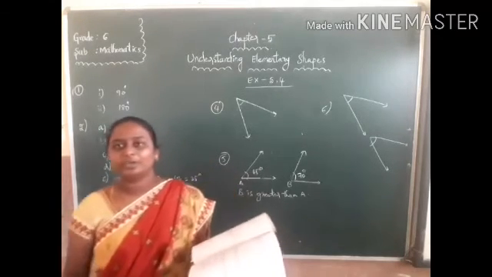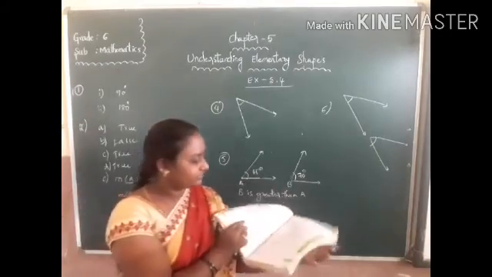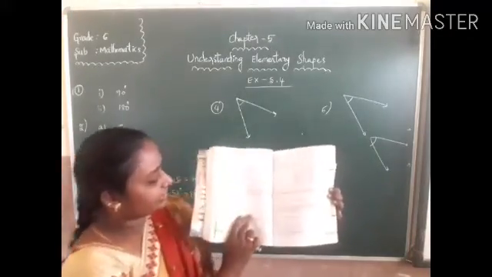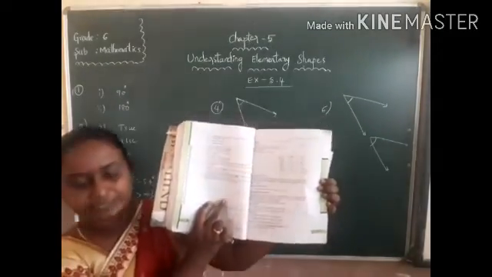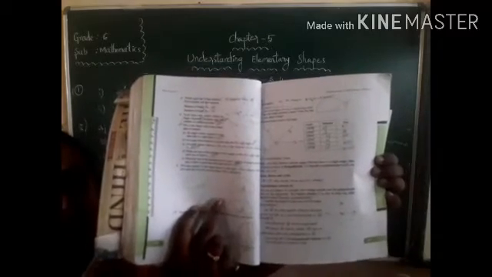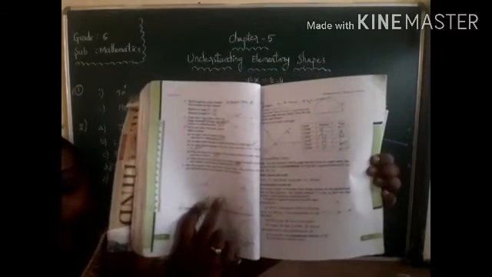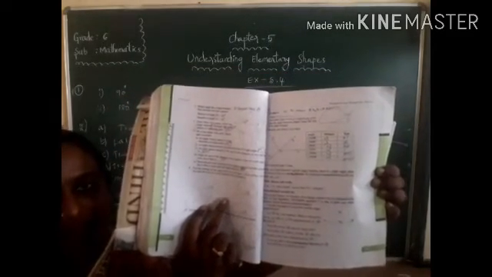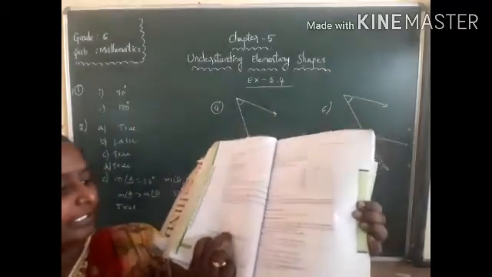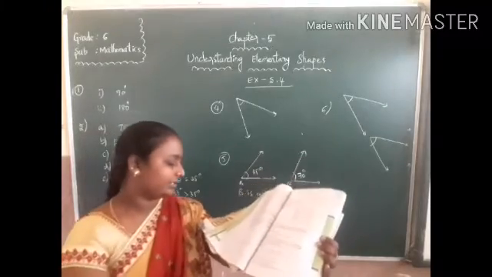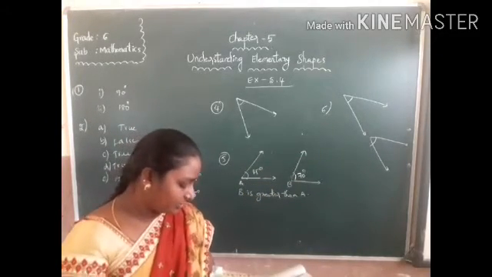So here also you have to observe. So this one, eighth question. First estimate, then after you measure with the help of a protractor, you write the angle. Okay, children? Right. So come to the ninth question.